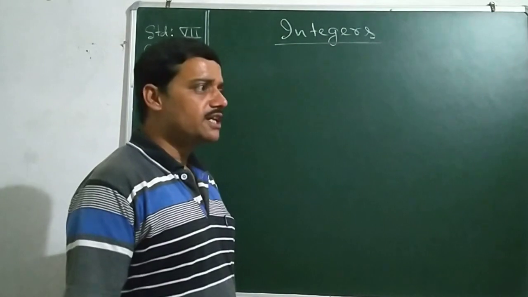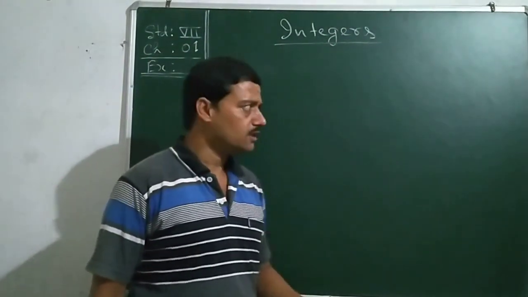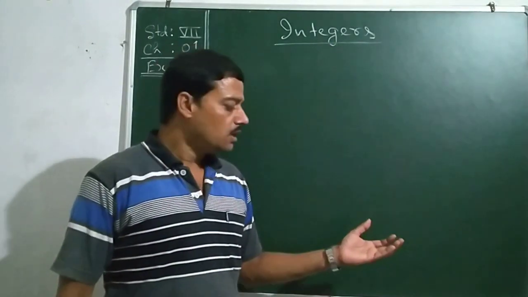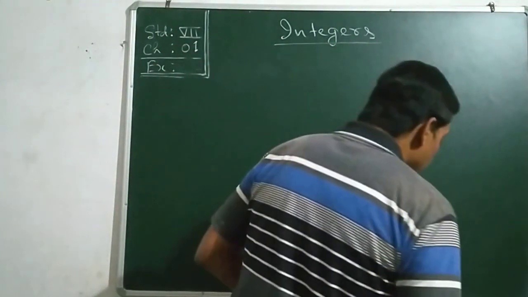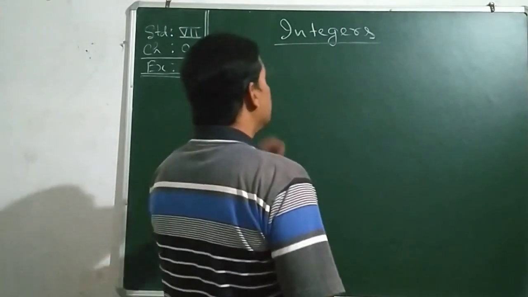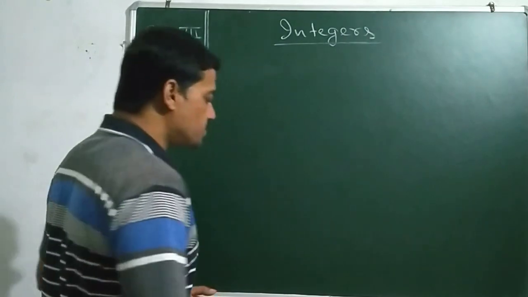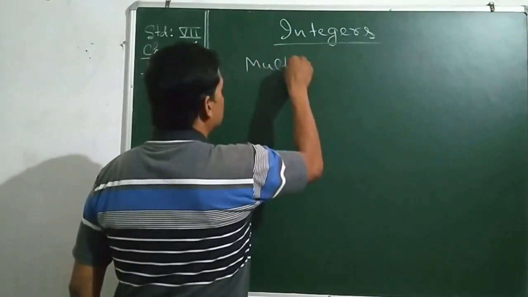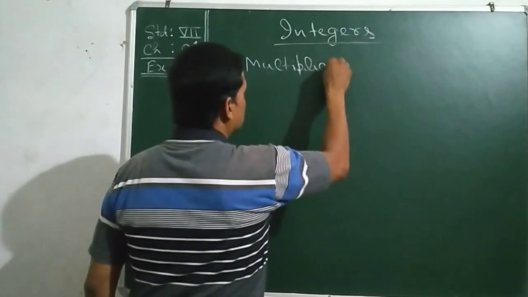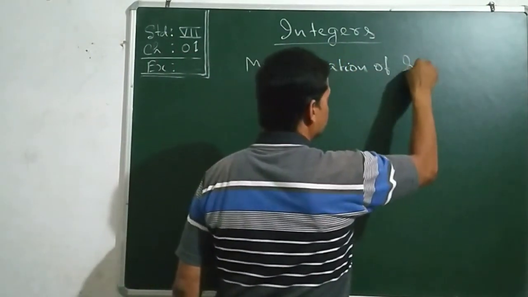In the previous class I explained to you the properties of addition and subtraction. Now come to the properties of multiplication. So what are the rules related to the multiplication of integers? Let us discuss multiplication of integers.